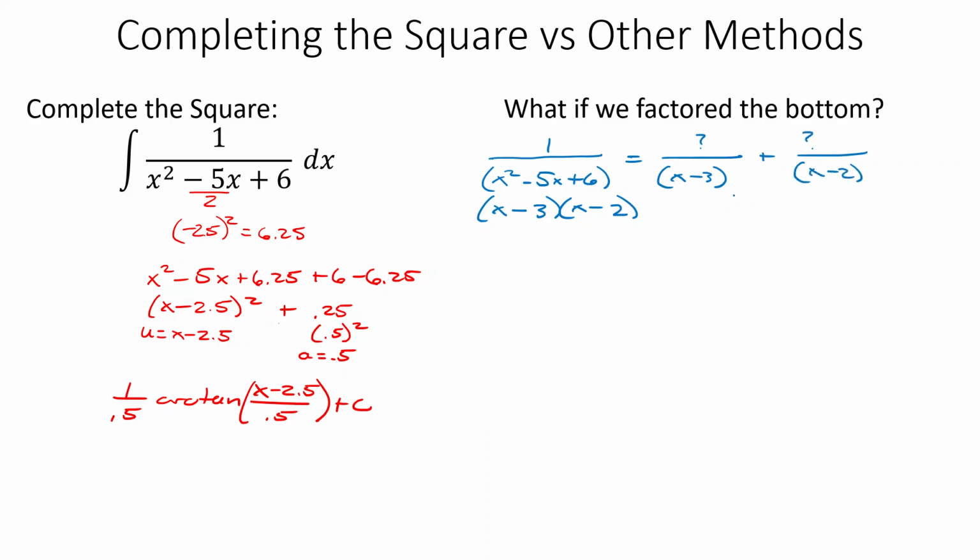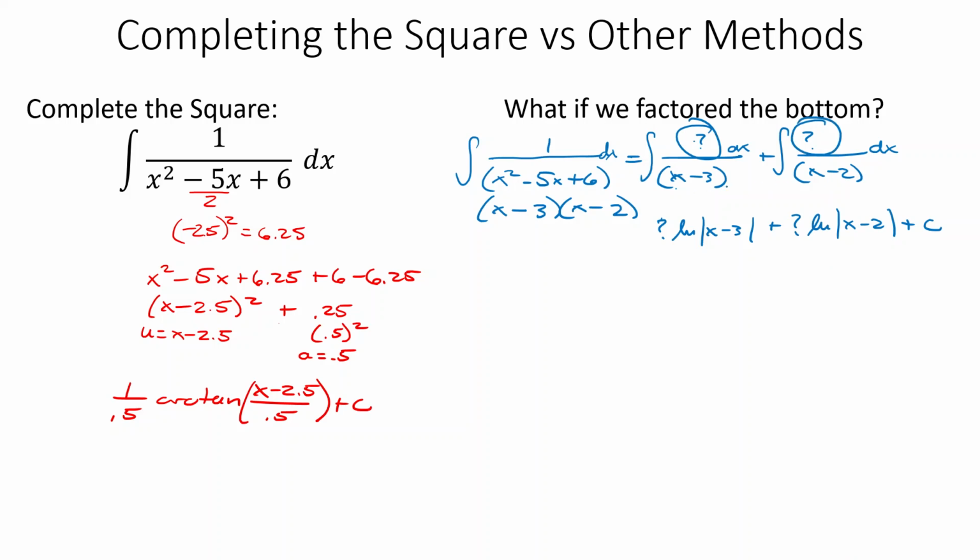All right, so could that be something that'd be easier to integrate? Well, if we integrated these with respect to x, they would all be really straightforward. This would be whatever's on top, if it's just a constant, times the natural log of x minus 3. And this would also be whatever's on top times the natural log of the absolute value of x minus 2 plus c. So now the question becomes, how do we find what's on top here, right?